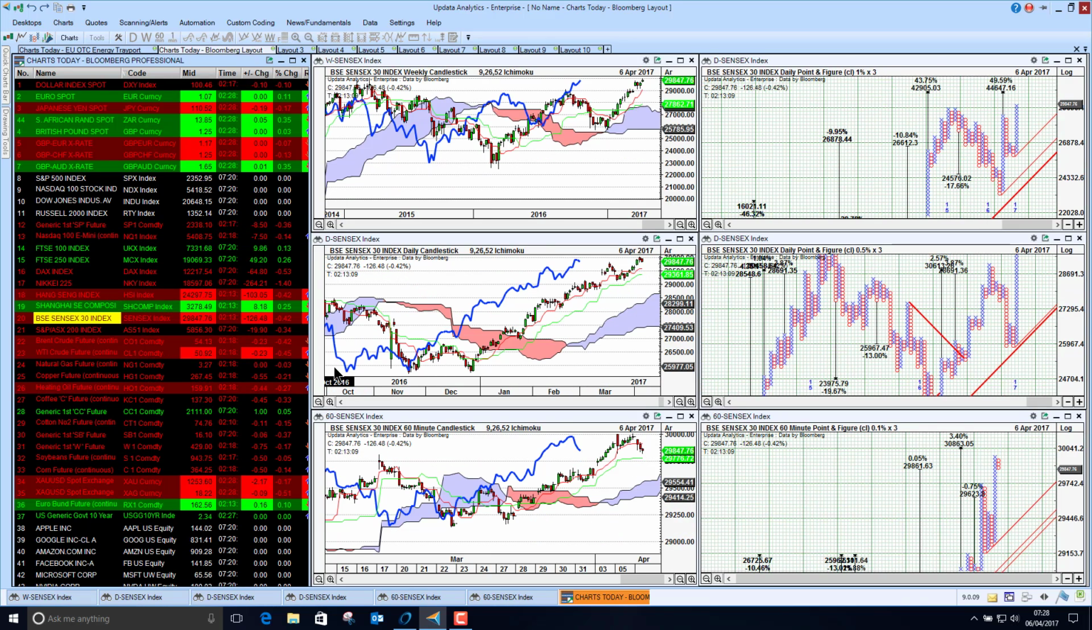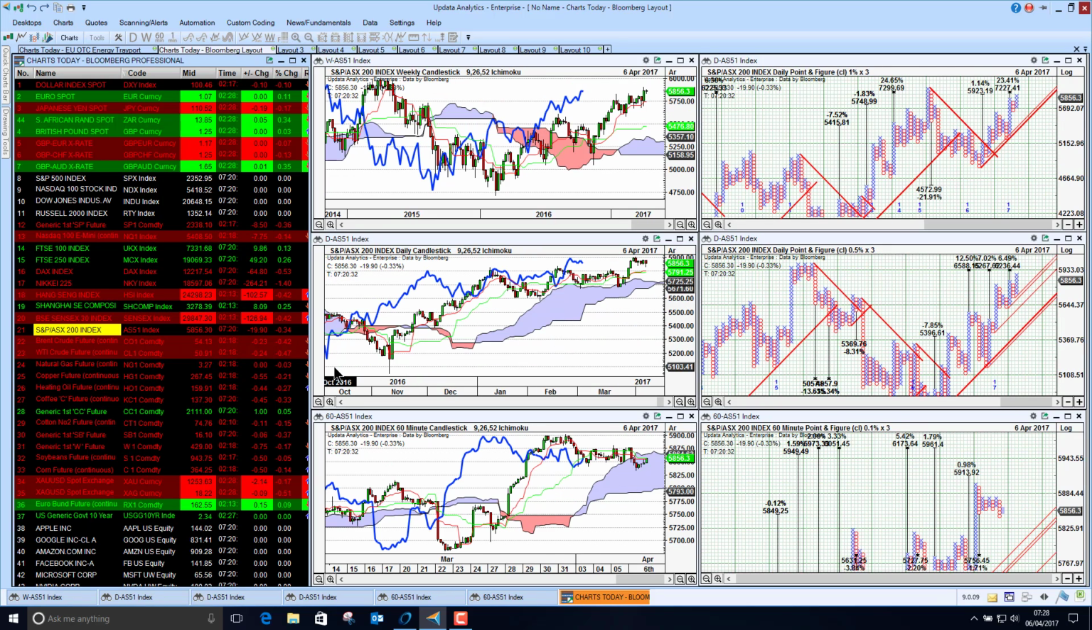Looking at the Sensex, the Indian market, still looks good all round. The Australian market, a little bit of a setback, but still looks pretty bullish all round as well.